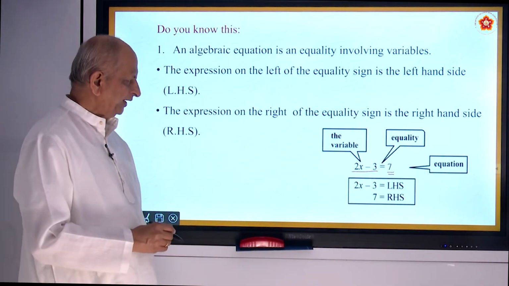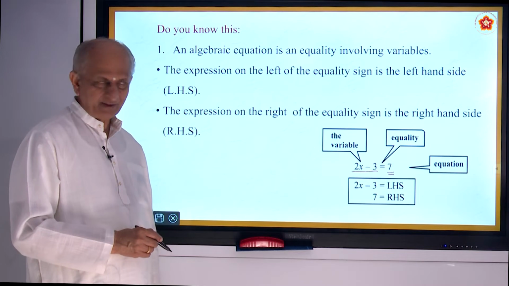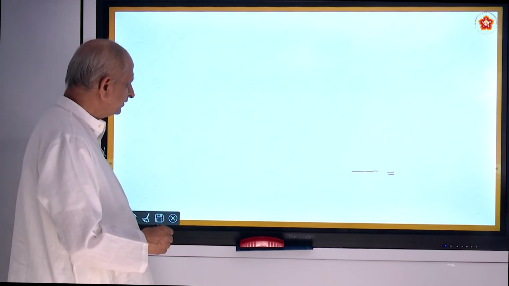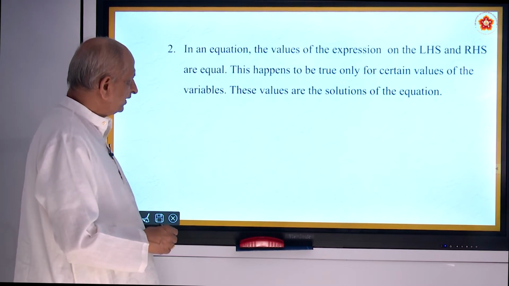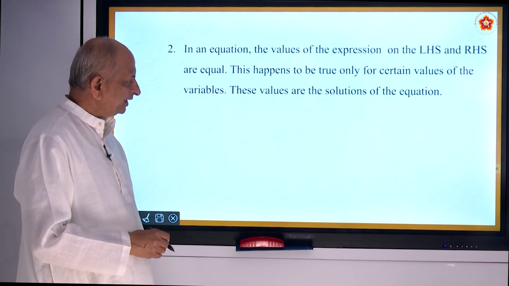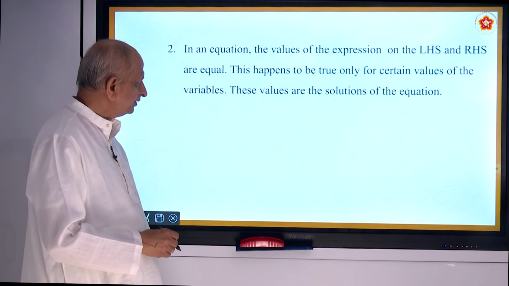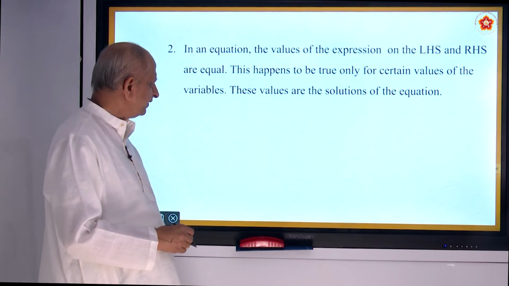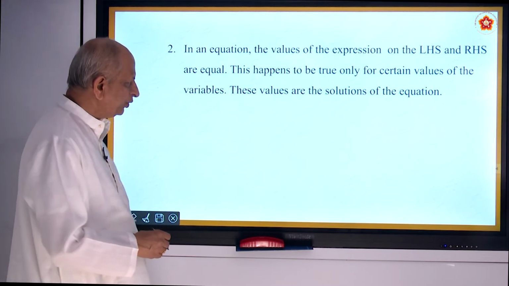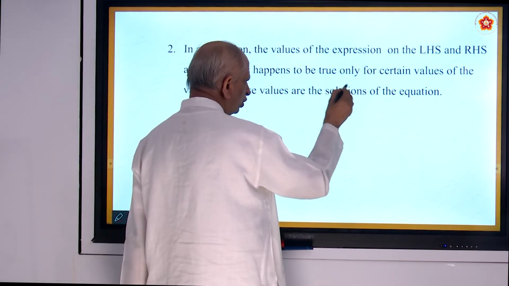Okay. In between you have equality, the sign of equality. Now, we will try to solve. In an equation, the values of the expression on the left hand side and right hand side are equal. That happens to be true only for certain values of the variables. These values are called solutions.